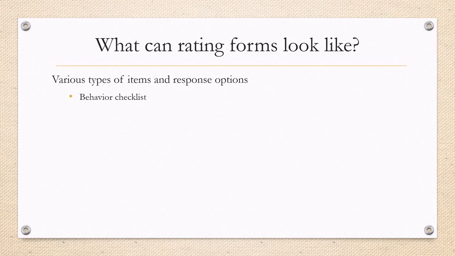So what can rating forms look like? There are various types of items and response options. These include behavioral checklists, which require the rater to just check off the behaviors that describe an individual. So some of these might be positive behaviors and some will be negative or less positive. And the total score would be based on how many checks were checked off. It's easy to complete, but it's not good for providing feedback because it simply tells the employee, yes, you did this item. Yes, you did this behavior.